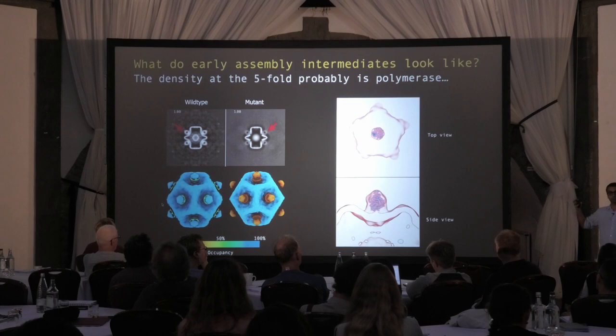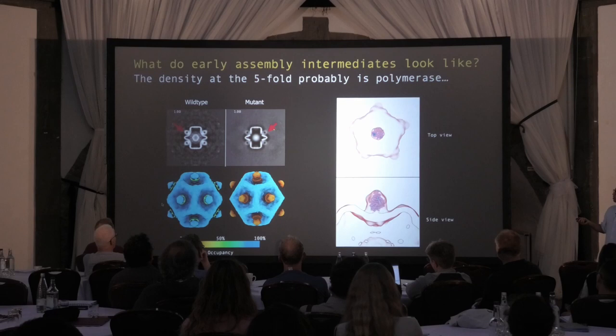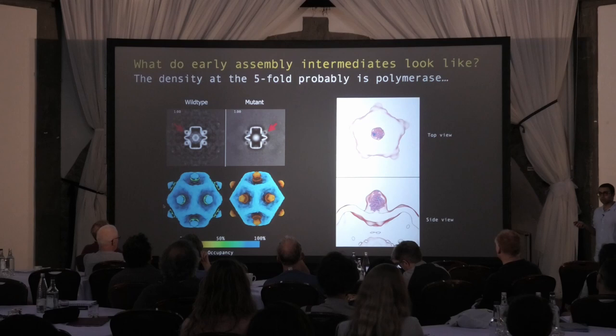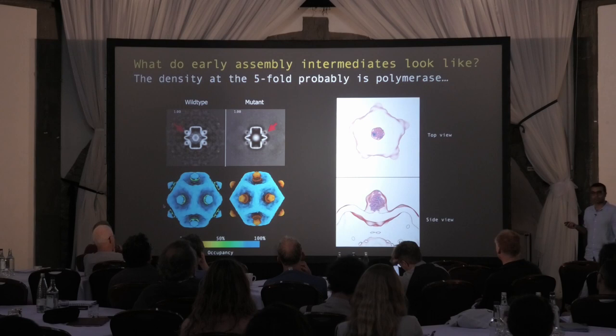And if you look at the early stages, there is an 80% decrease in the intensity of these blobs at the fivefold. And we therefore assign this density tentatively to the polymerase protein. This is all very low resolution, and this is of course something that we are actively investigating at this point in time, and of course we want to try and improve the resolution. But these are fairly rare species, so it's very challenging to find them, and plus, because we can't purify them, it's even harder.